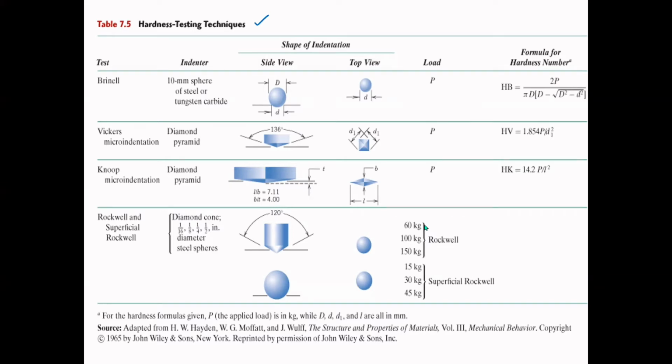We use that indenter onto the material for a definite length of time and measure either the depth of penetration or a dimension of the resulting impression or indentation. The depth of penetration or indent dimension becomes larger as the material being tested is softer. Common hardness testing varieties include Rockwell, like what we can see in the table here.